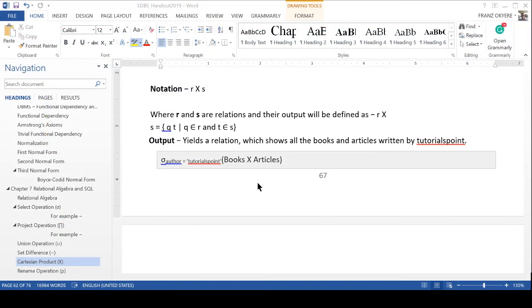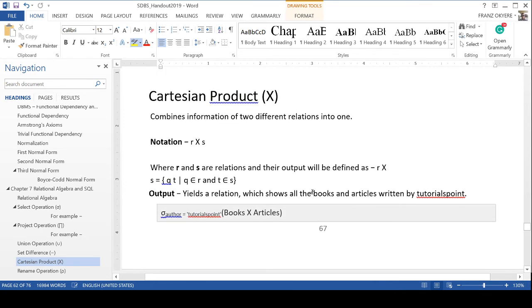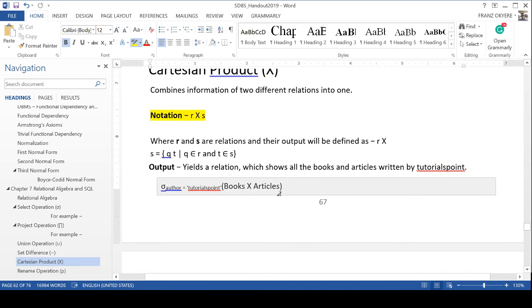So this is what we are learning today. Relational algebra. This is what it's all about: operations on relations based on predicate logic. Let's move on. The output of the Cartesian product is represented by R times S. It's a product, but it's a combination. Simple as that. So let's look at this one: books, articles.